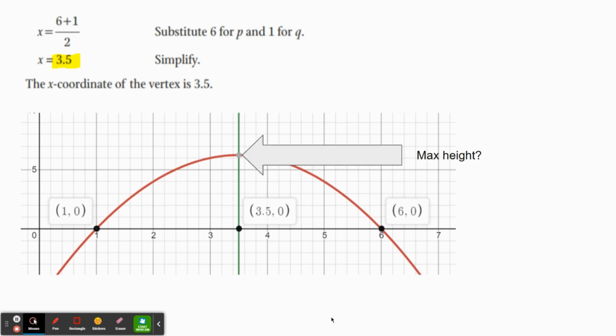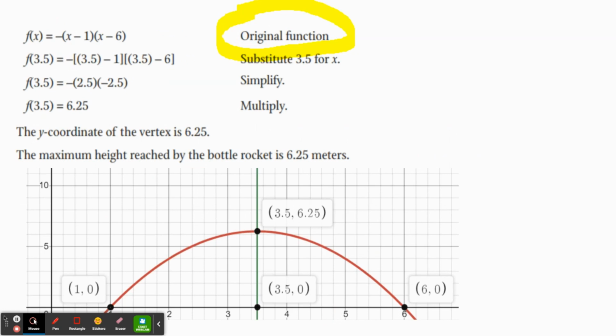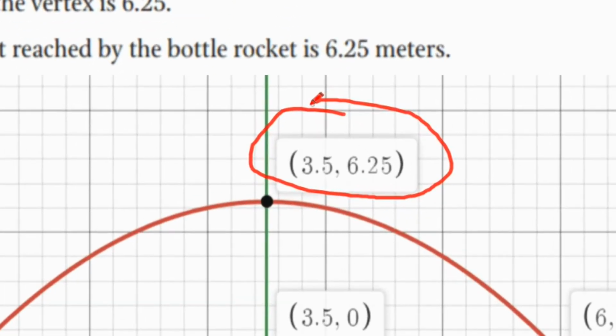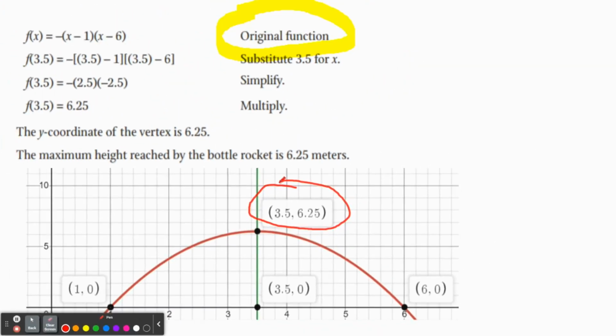But what is that maximum height going to be? How do we get that value? Well, we have the original equation, and what we can do is substitute that value of 3.5 in for x, and it looks like we're going to have to do it twice here. So 3.5 minus 1 times 3.5 minus 6, and you get 6.25. So what does this vertex mean? This means after this rocket has flown horizontally a distance of 3.5 meters, it's reached a maximum height of 6.25 meters.